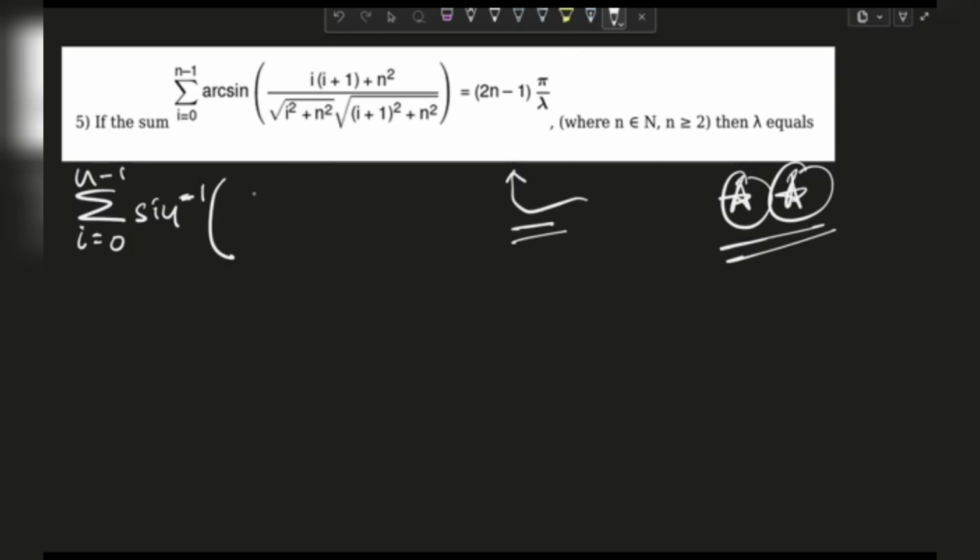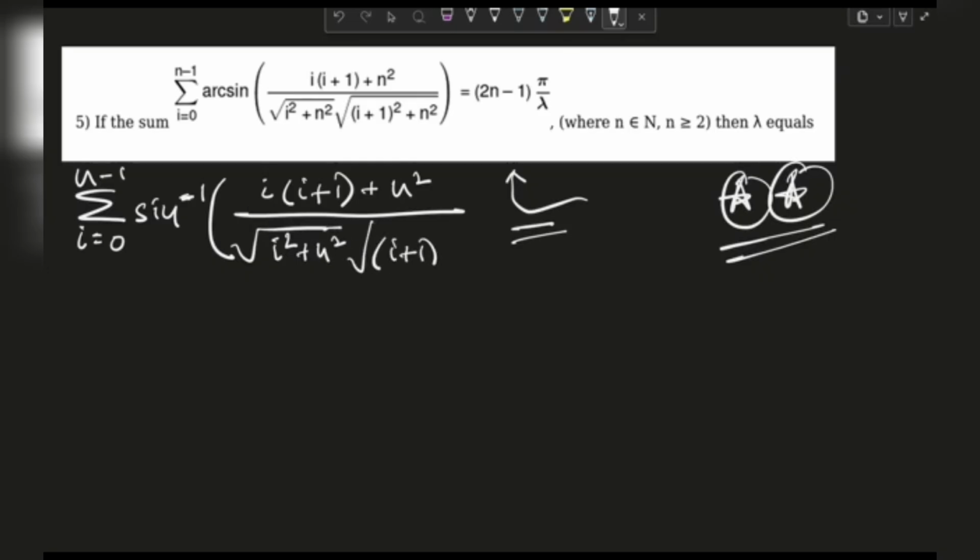And within the parenthesis we have i into (i plus 1) plus n squared, divided by root under i squared plus n squared, into root under (i plus 1) whole squared plus n squared. This is something, and we have to solve this and get 2n minus 1 pi by lambda.